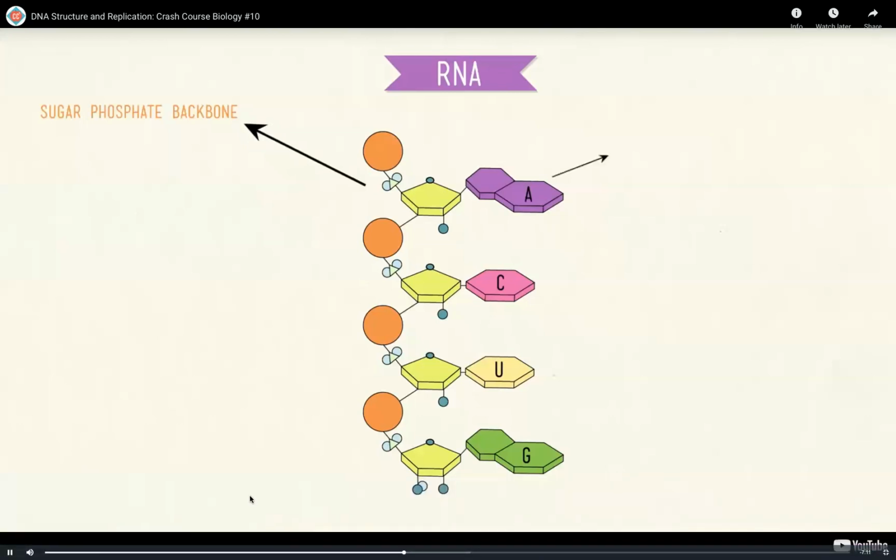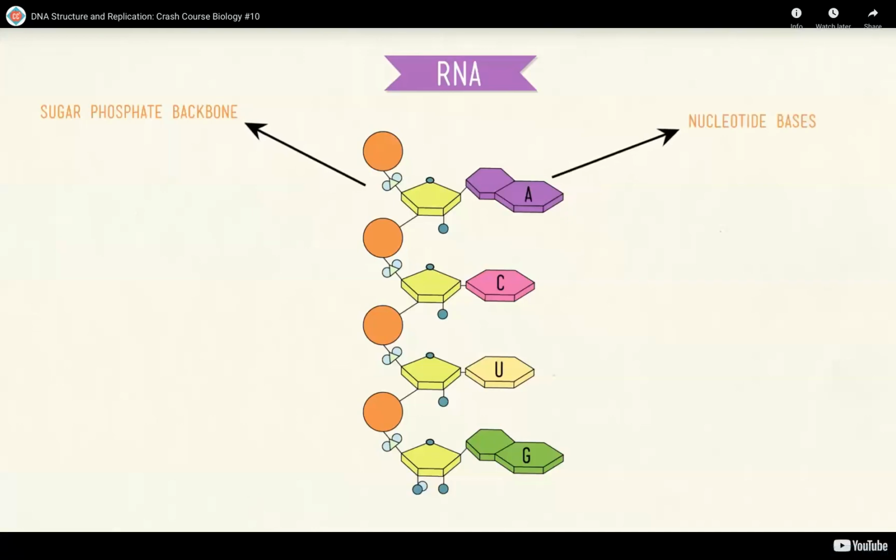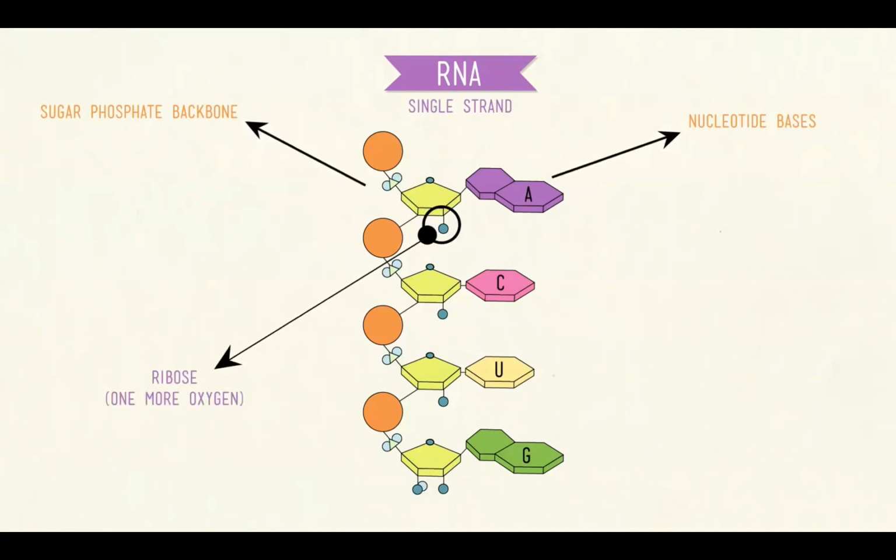A backbone with nucleotide bases attached to it, but there are 3 major differences. 1, RNA is a single-stranded molecule, no double helix here. 2, the sugar in RNA is ribose, which has 1 more oxygen atom than deoxyribose, hence the whole starting with an R instead of a D thing. And finally, RNA does not contain thymine. Its 4th nucleotide is the base uracil, so it bonds with adenine instead.